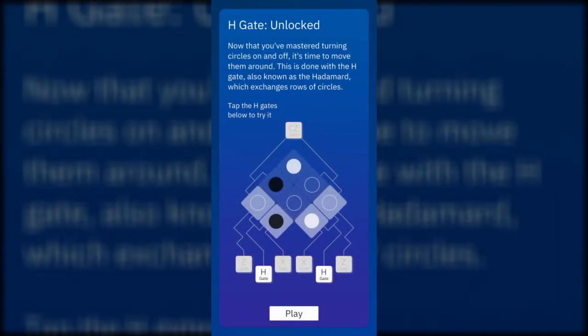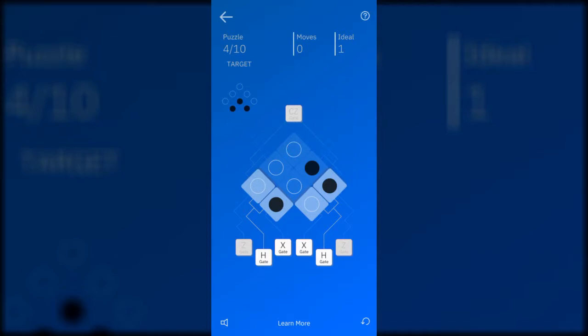Next. Oh, so now we've unlocked the H gate, the Hadamard gate. Play. Okay, so now what we have is... so you see, right? I'm really curious about how to read the actual four squares in the middle. Does it matter where the color is? Because here I would read it the same, right?